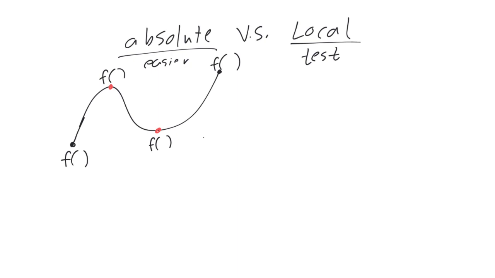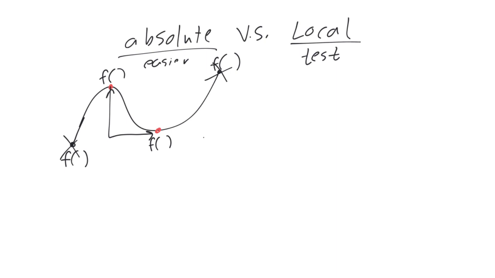Whereas if I'm going to use the local max and mins, well, that means we're not going to consider these endpoints. Just don't even think about those. And so we really would just have to find these 2 points. And we're going to have to use whatever test we use, either the first derivative test or the second derivative test, to determine if these are maxes or minimums.